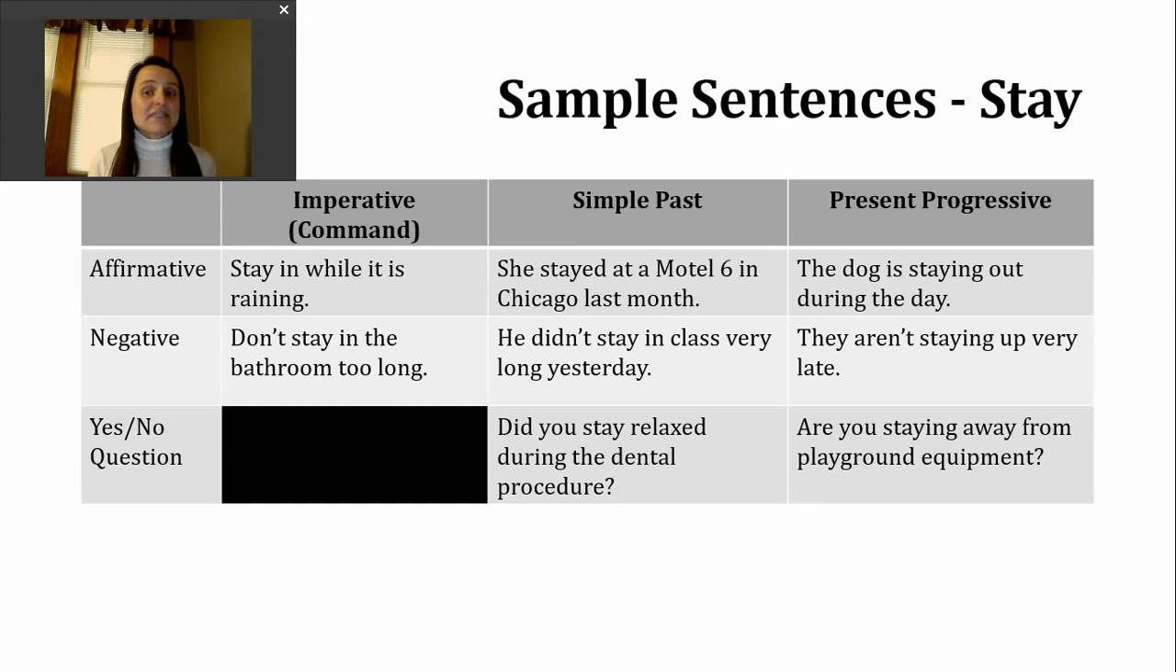If we want to make present progressive negative, we need to put not right after our be verb. Here's an example of that. They aren't staying up very late. Finally, if we want to make a yes or no question in the present progressive, what we need to do is switch the order of our be verb and the subject. So here's a question. Are you staying away from playground equipment? We have an order in our city and many cities around the country right now to do just that.